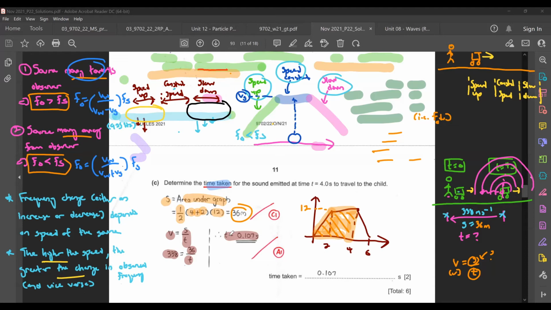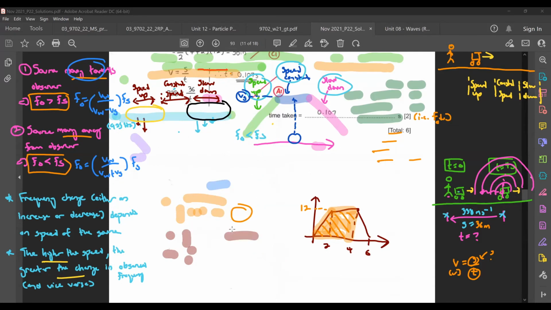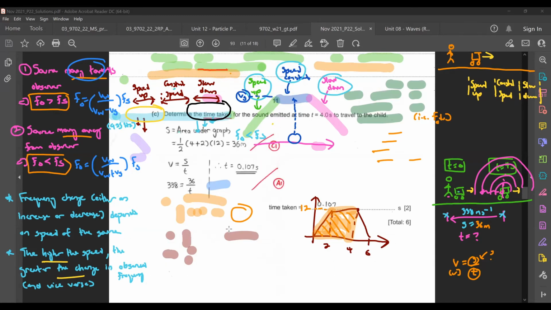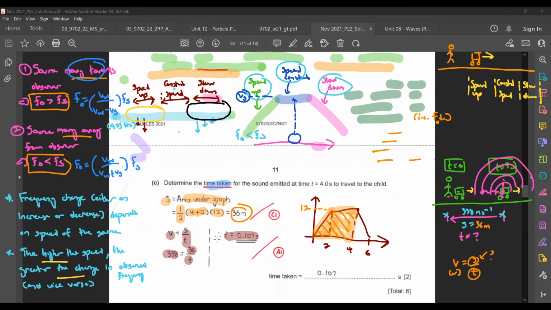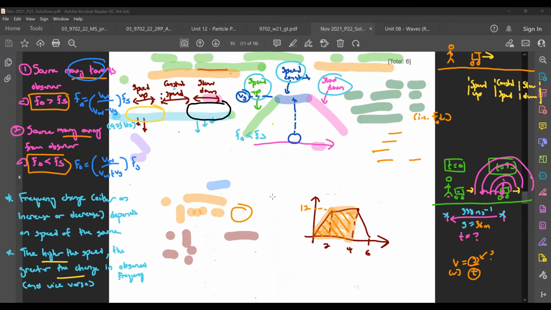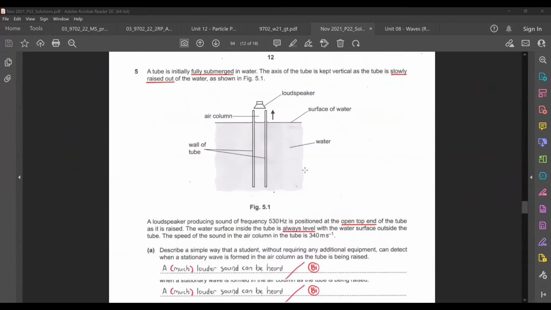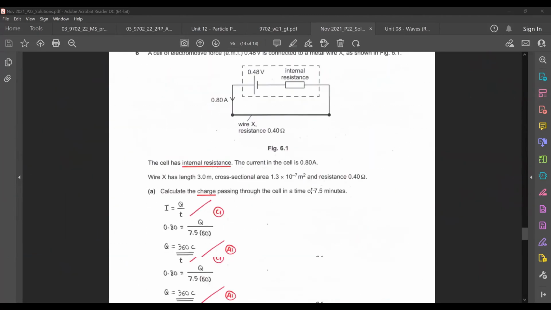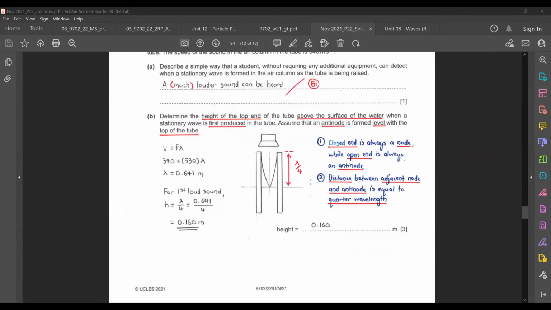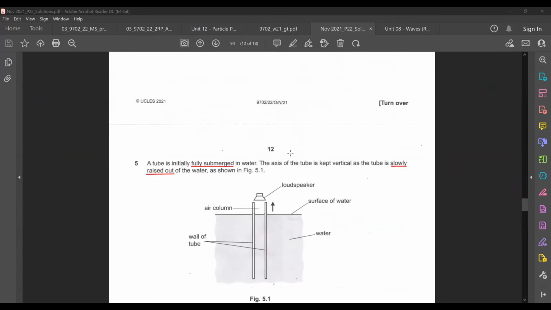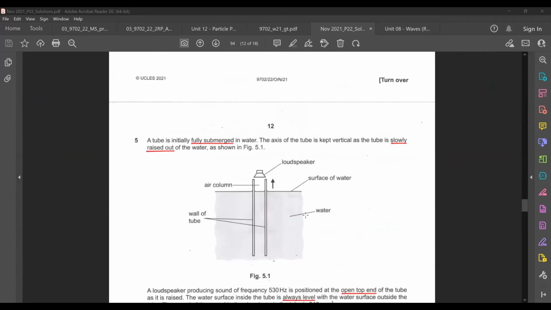So this one is a simple application of waves for the Doppler effect. Okay, right. So this one is okay. Then I move on to question 5. Question 5 concerns stationary waves. So this one probably will be a good revision for the stationary wave chapters that we just did before.